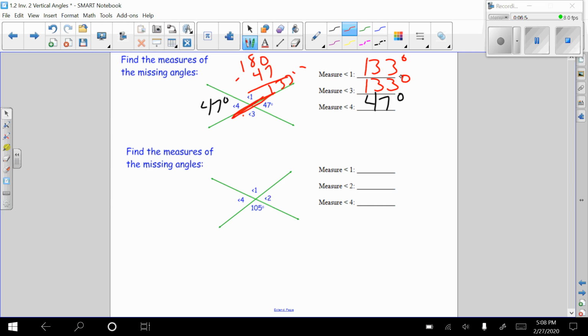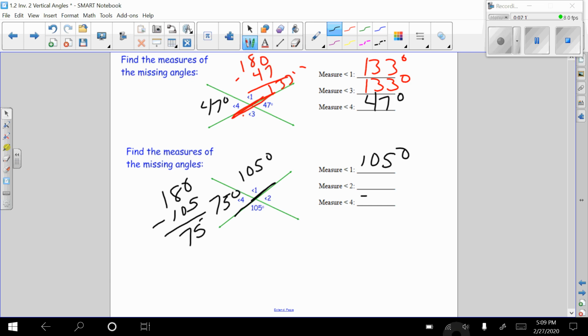Now look at the next one. One angle is 105. The vertical angle to it must also be 105 degrees. So that means angle 1 is 105 degrees. Angle 1 and angle 4 make a line. So take your 180 and subtract 105 to find out that angle 4 is 75 degrees. And if angle 4 is 75 degrees, how much is angle 2? It's also 75 degrees because they're vertical angles.